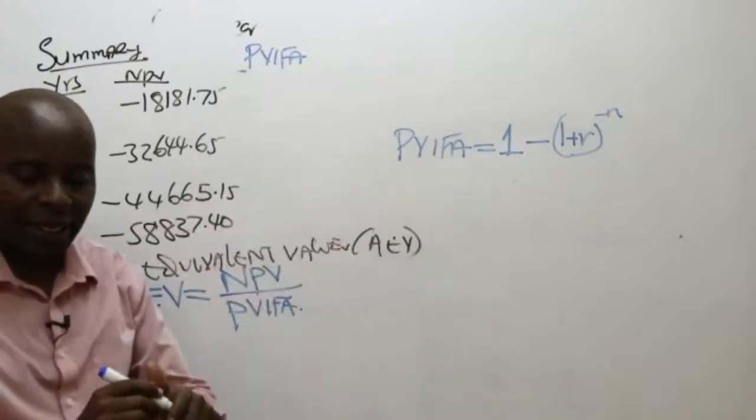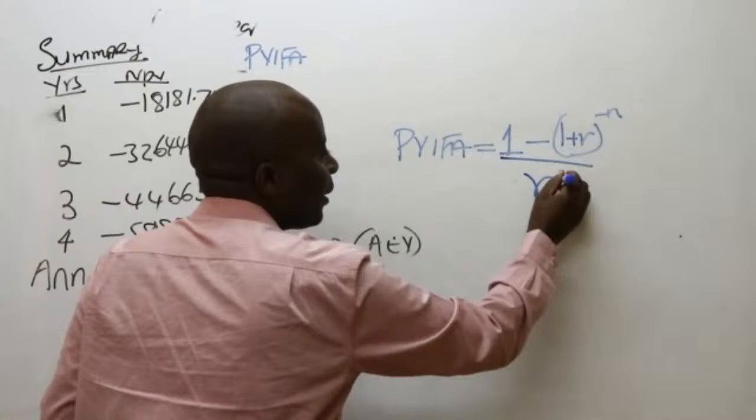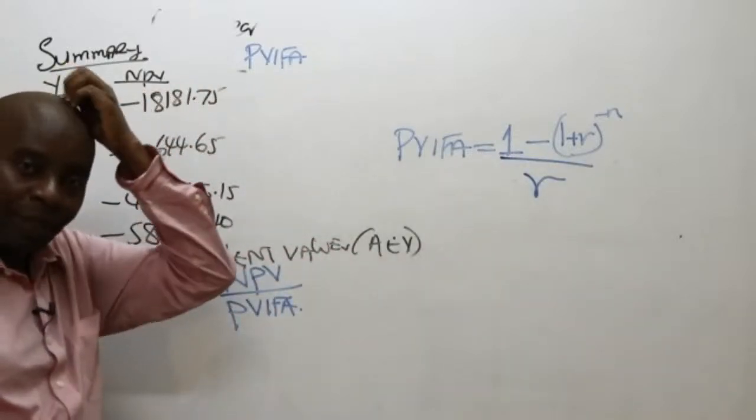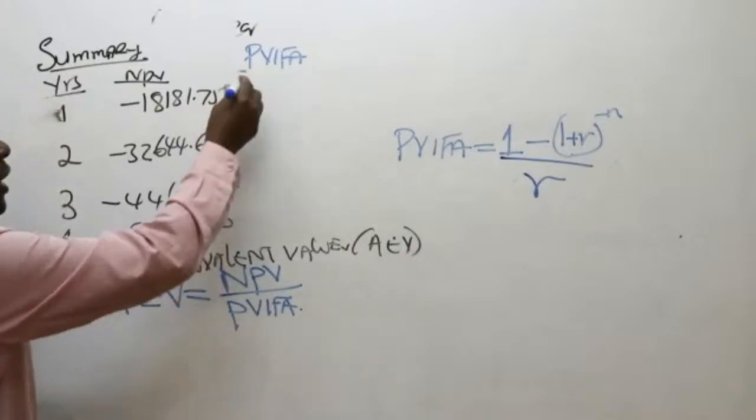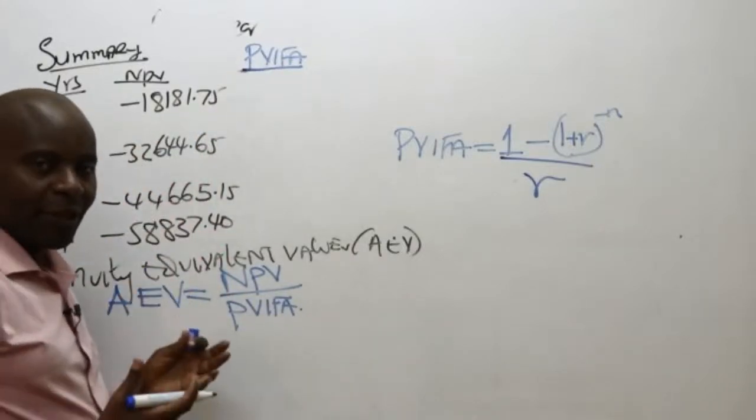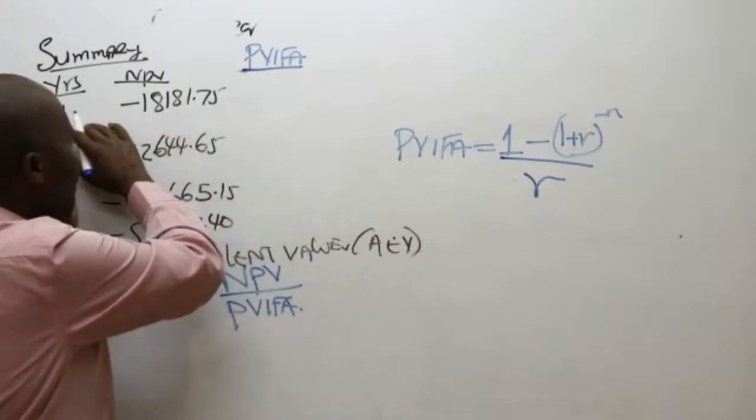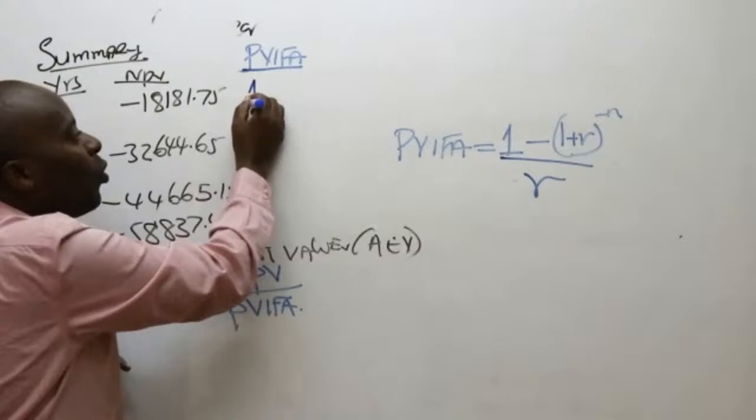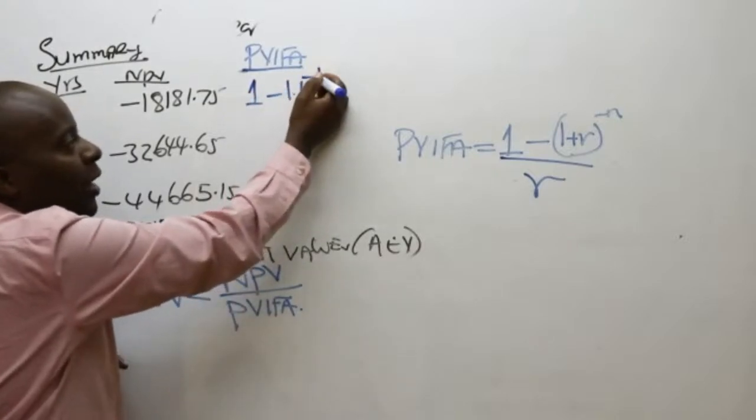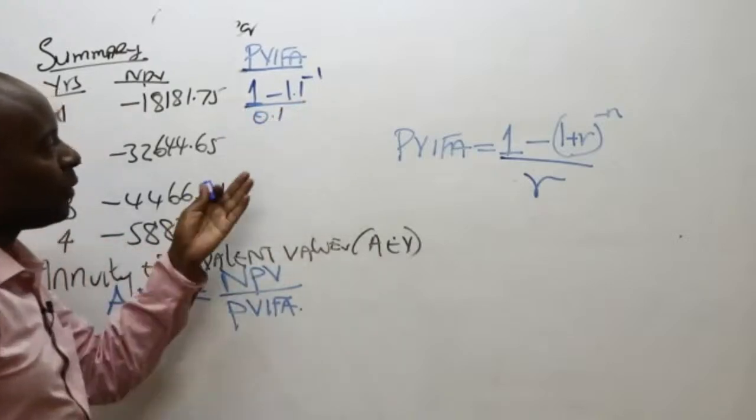Raised to negative n. And then everything, ladies and gentlemen, everything will be divided by r. So we start with the first category here. Remember our r is 10%. So when our r is 10%, what will we talk about? In the first arrangement where n is 1, we'll talk of 1 minus 1.1 raised to negative 1. And then everything here to be divided by what? r, which is 10%.